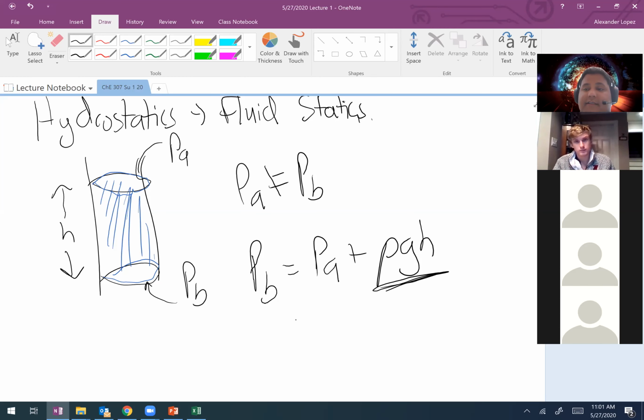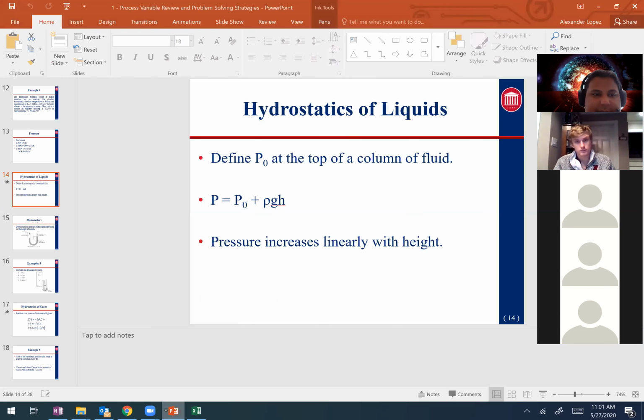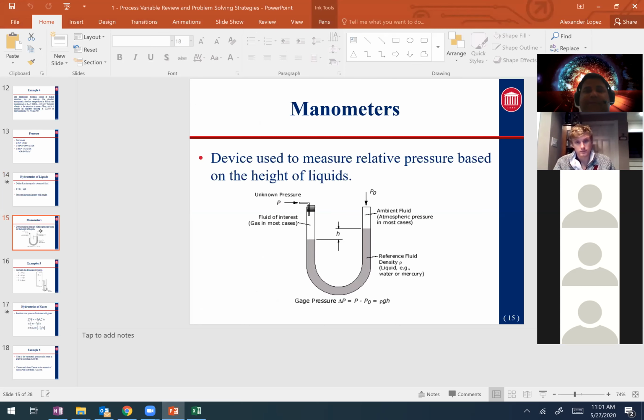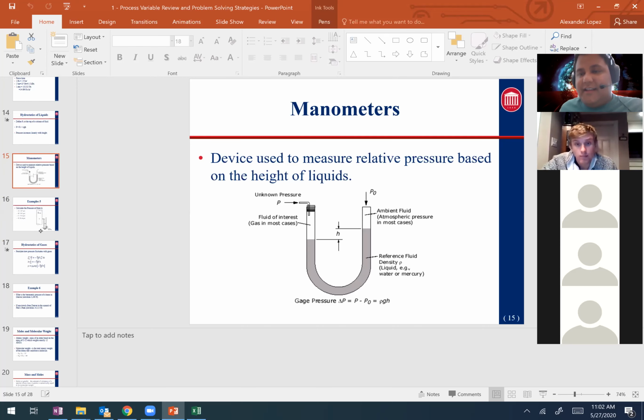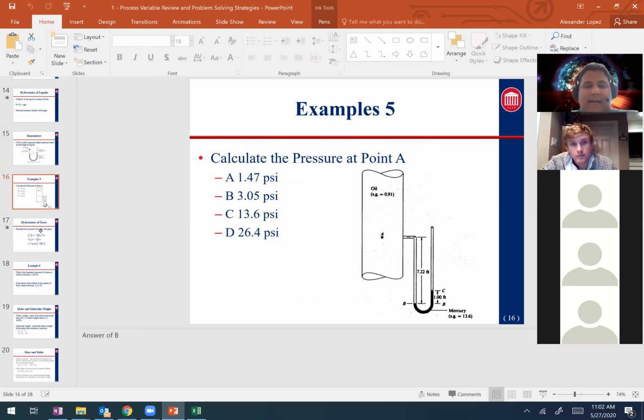a column of fluid. Good way that we measure it is using manometers, where we can look at relative heights to determine and measure pressure in various systems. The good news is we have the technology that we don't always have to rely on manometers. We can just use pressure sensors with digital readouts because much easier. But it's good practice. You can look at this system and see what you can do in terms of calculating the pressure at point A.